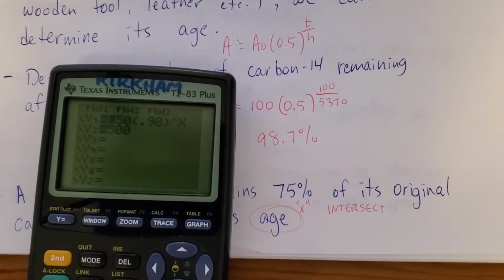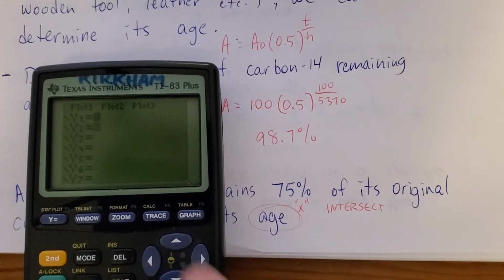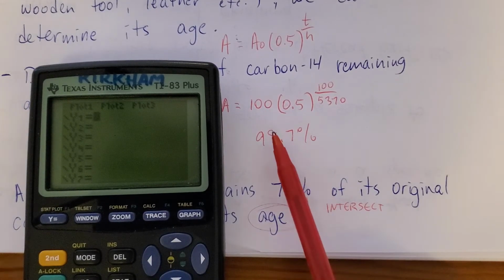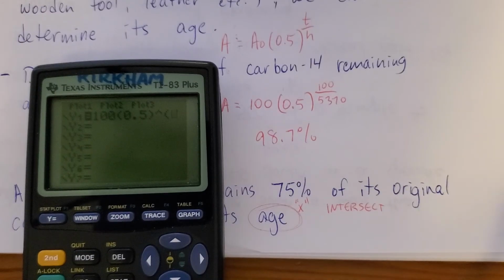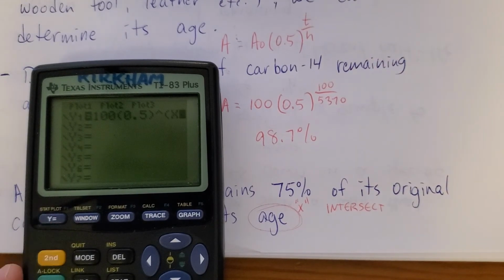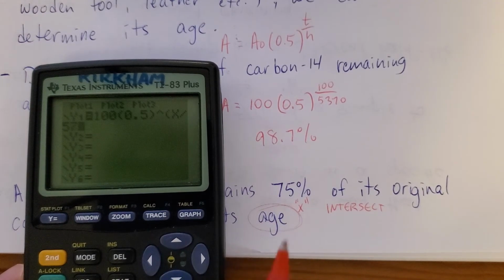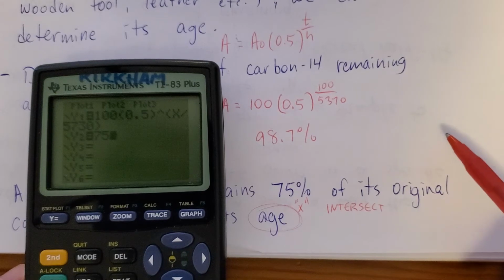We got to graph our formula. Oops, I got some old stuff in there I'll get rid of for you. Okay, so our formula is going to be 100 times 0.5 to the power. Make sure your exponent is in brackets here. It's going to be x, the time, divided by the half-life, 5,730. We're doing an intersect when 75% is remaining, so y2 is going to be 75.